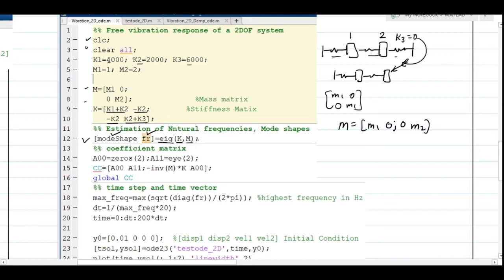That means when you run this line, your FR will have omega 1 square, 0, 0 and omega 2 square. This is the standard format for the eigenvalue problem for an undamped system that we will learn separately when we talk about the eigenvalue problem particularly. Here I am not going into detail. So when you solve line 12, you will get one FR vector that will give you the two natural frequencies. Similarly, the first output is the mode shape matrix.